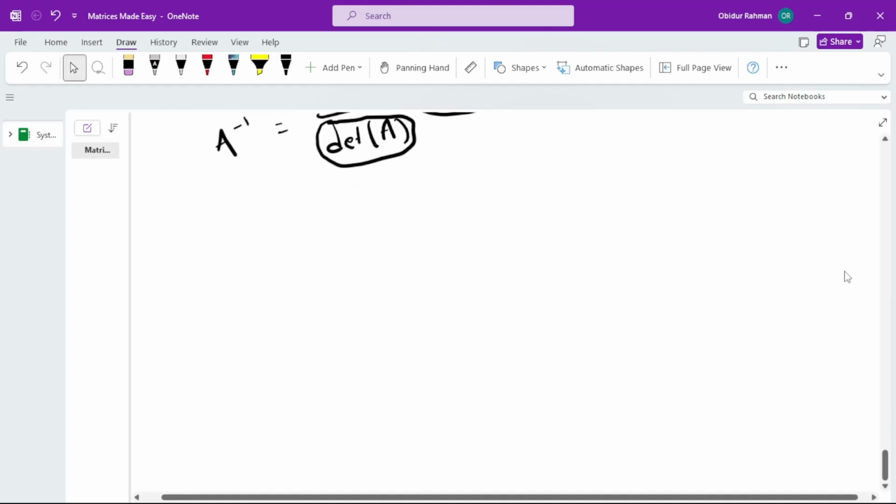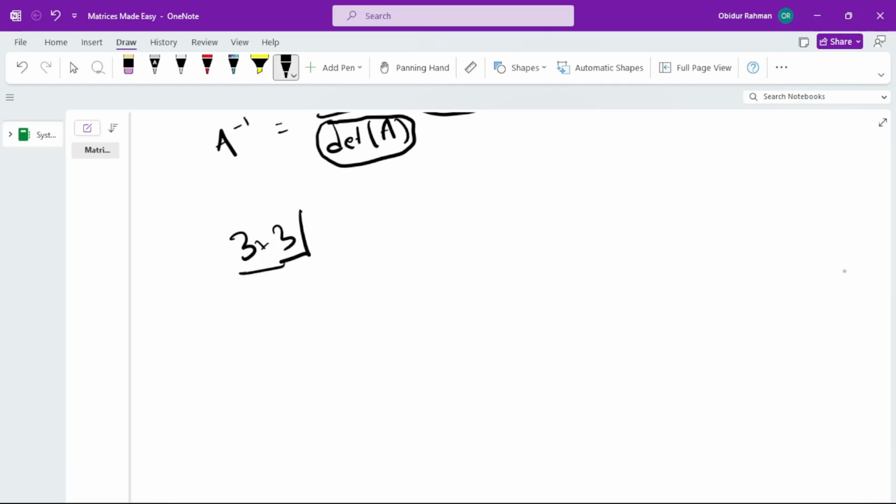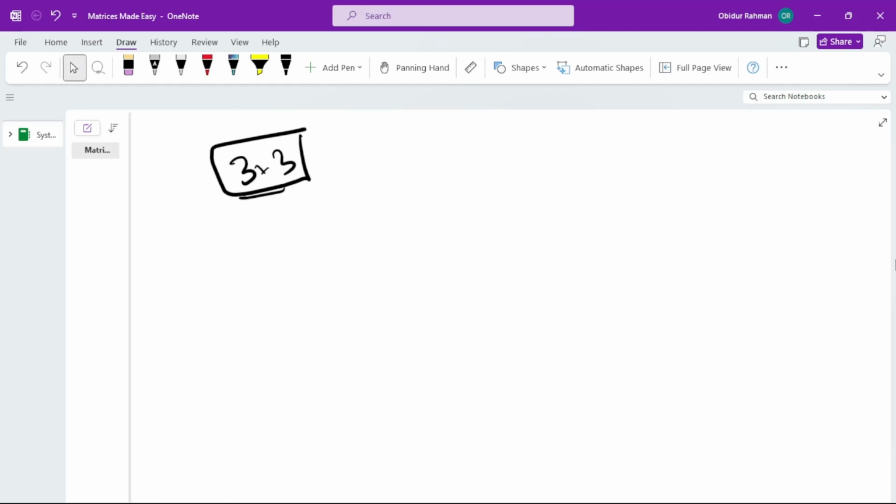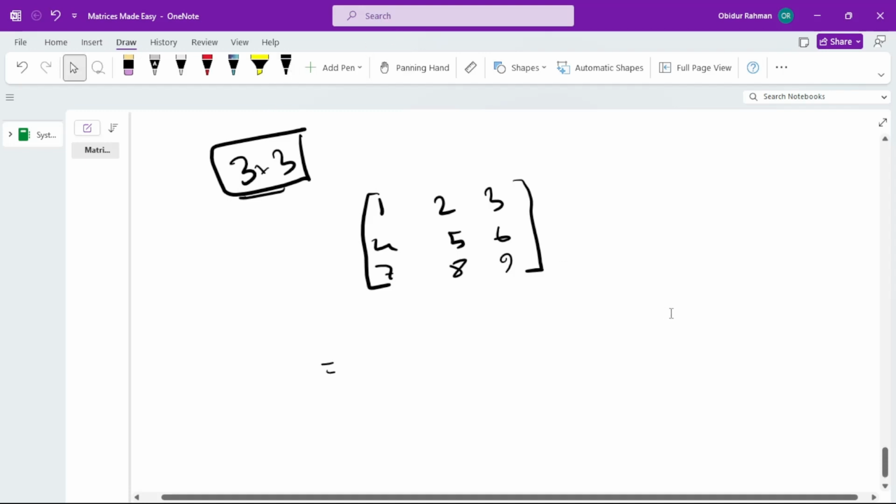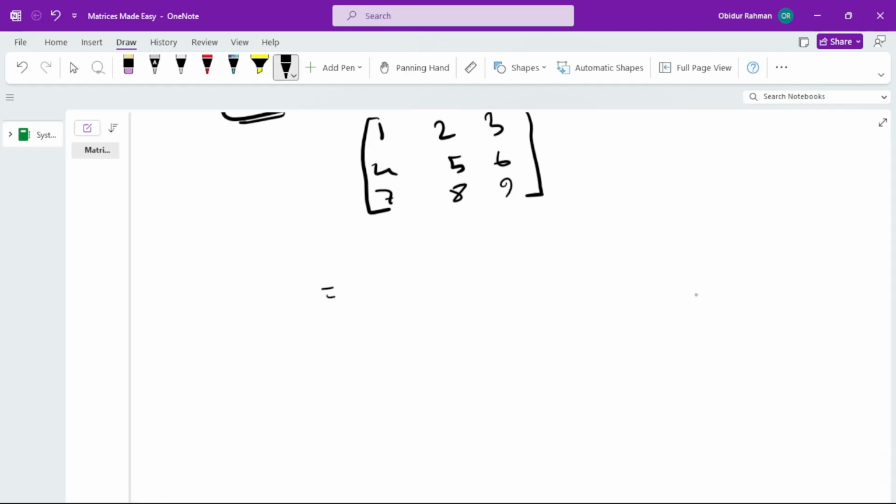Okay, let's do it with a 3 by 3 matrix. It will be easier to start with the hard one. The matrix is 1 2 3 4 5 6 7 8 9, the easiest one. At first we're gonna calculate the determinant. What will be the determinant of this? I don't know if I can continue anymore, but we're gonna calculate the determinant of this matrix.